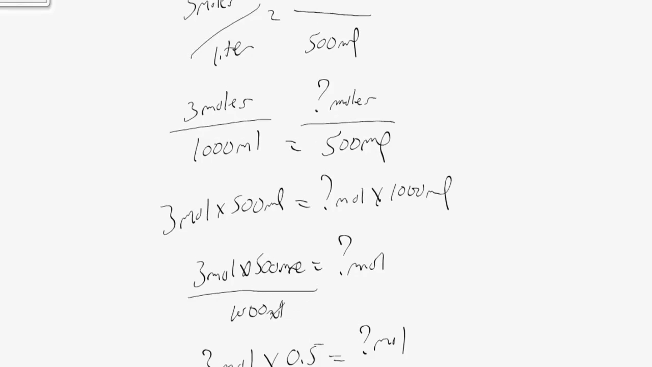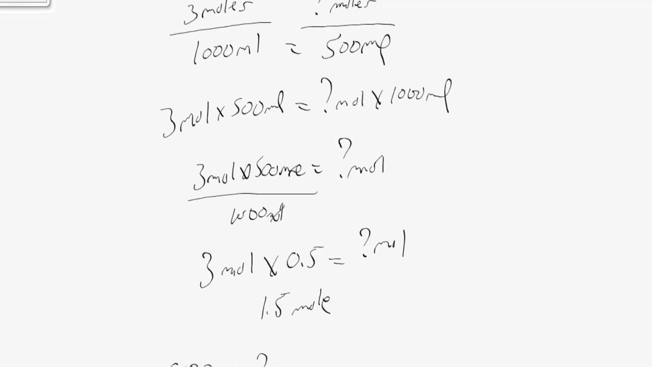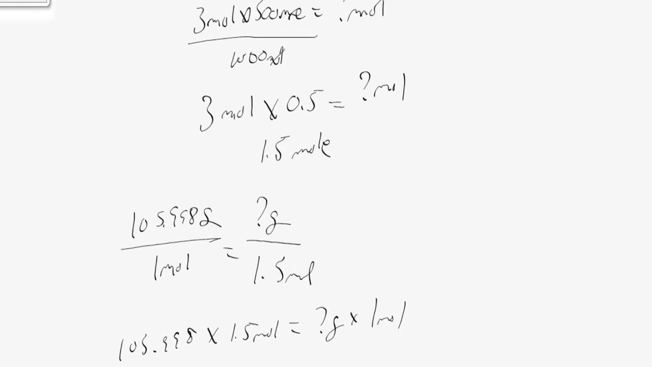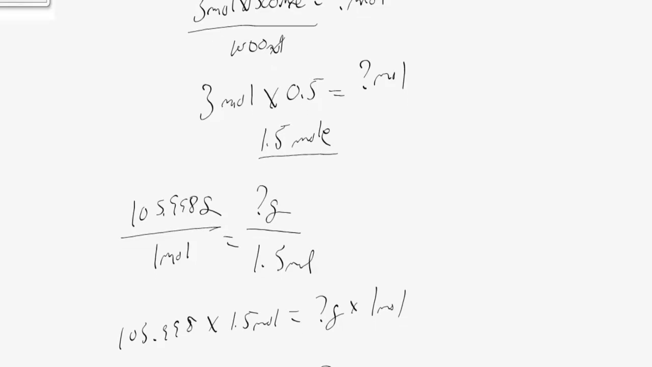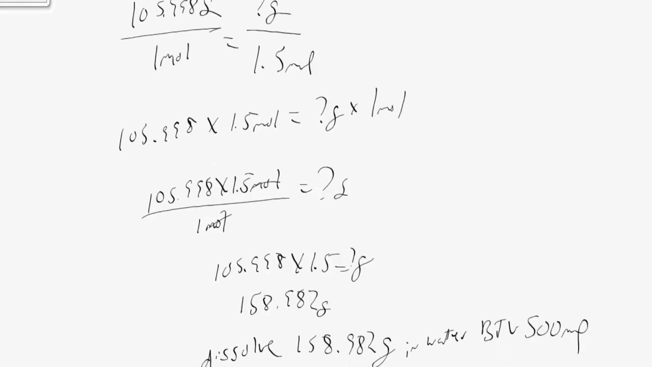First, we decided if we're only making 500 mils, a 3 molar solution is 3 moles per 1,000 mils, but we're only making 500. So how many moles do we need in 500 mils? We decided that was 1.5 moles. And what is 1.5 moles of the sodium carbonate? Right? 1.5 moles then is 158.982 grams.